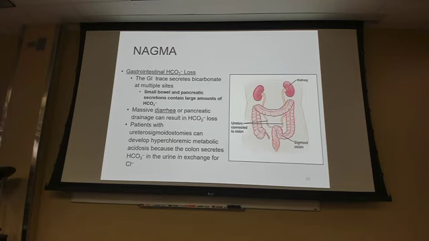And again, why is this a normal anion gap? Because we're losing bicarb, but what are we gaining? Gaining chloride, right?